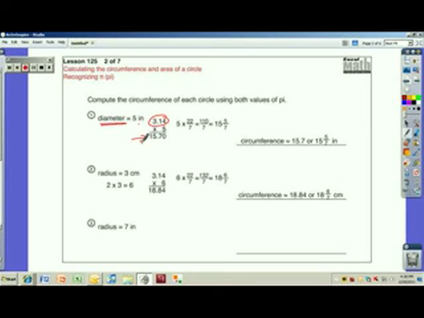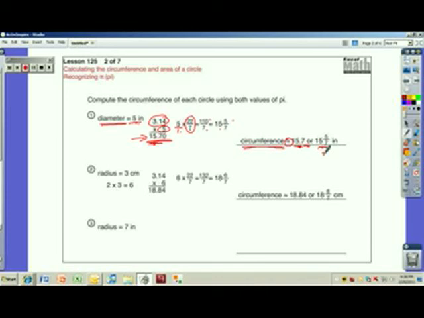Another way to find an answer is to use 22/7 for pi. The diameter 5 times 22/7: 5 times 22 is 110, 1 times 7 is 7. 110 divided by 7 is 15, remainder 5, so the answer is 15 and 5/7. Notice that they wrote circumference is approximately equal to 15.7, which we got right here, or 15 and 5/7 inches. And 5/7 and 7/10 are pretty close to being the same thing.